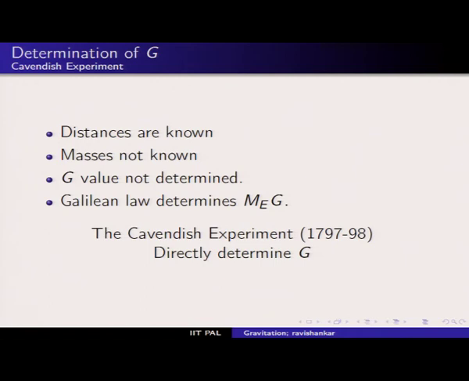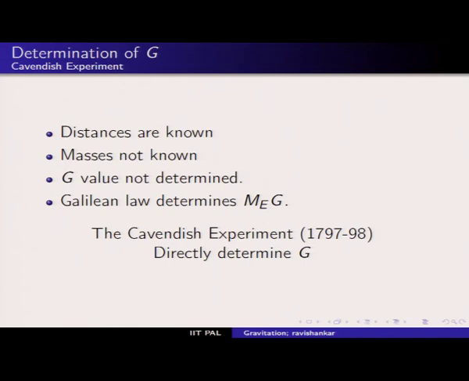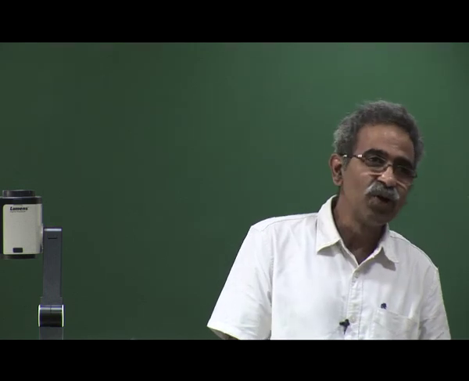So now we have to take stock of the situation. What have we done? We have formulated a law based on known observations, but what is it that we knew? We knew the distances, we knew the periods, but we do not know the masses. When Galileo dropped masses, he knew the mass of the falling body, but for sure Galileo did not know the mass of the earth. G value is not determined, so it is an unknown constant. So what the Galilean law is essentially doing is to determine the mass of the earth into the gravitational constant. Actually what the Galilean law determines is the mass of the earth into the gravitational constant divided by the radius of the earth squared. But I am assuming that we know the radius of the earth.